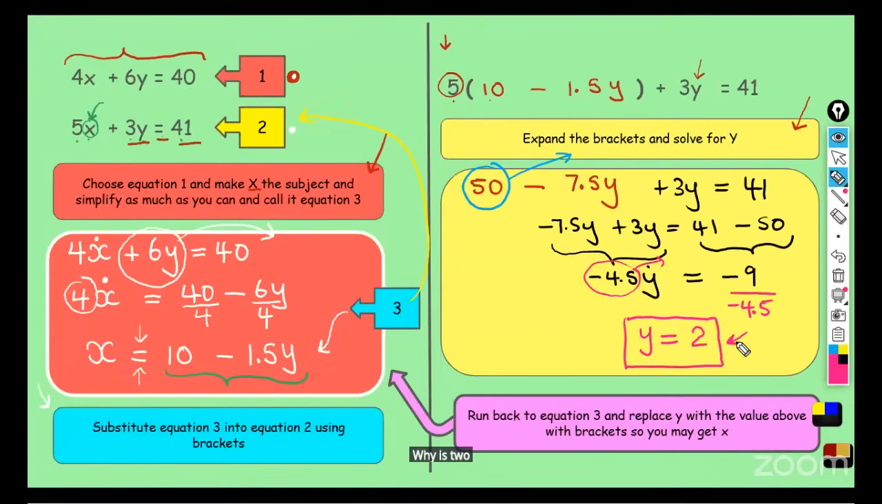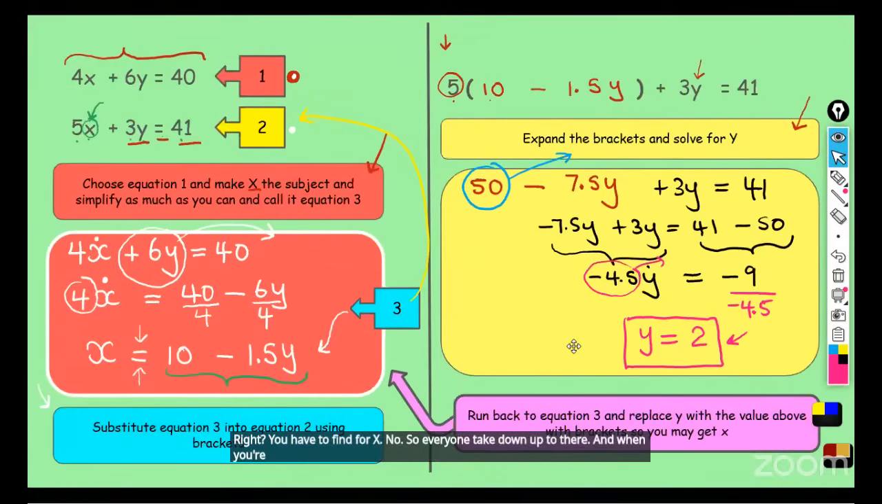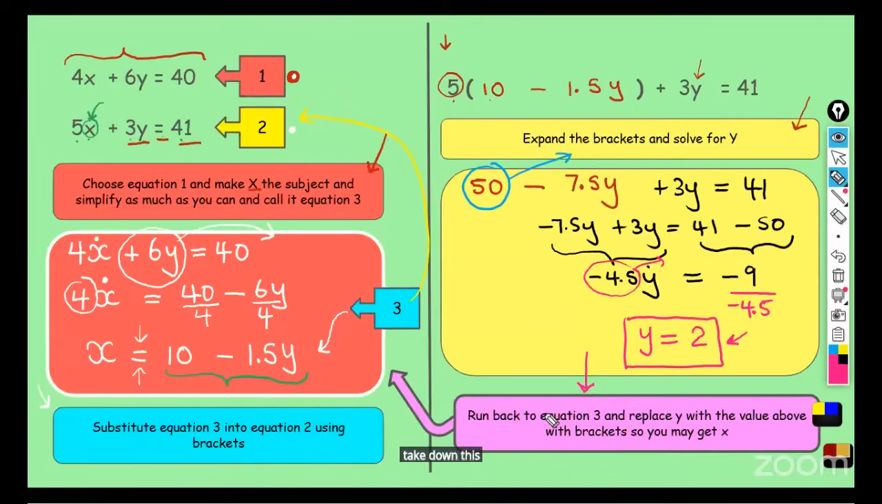We just have to find for what now? X, right? You have to find for x now. So everyone take down up to there, and when you're finished, take down this note here. Take it down and I'll explain what it means. Almost finished with the question, guys.